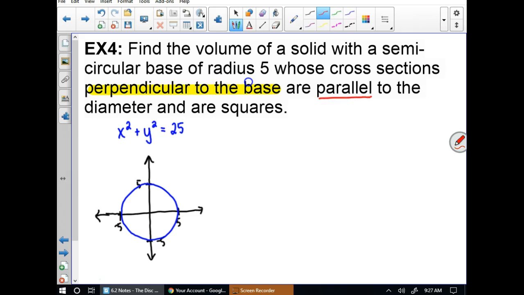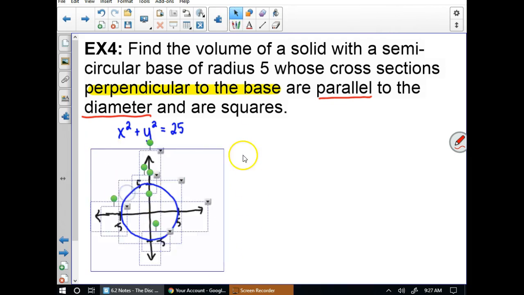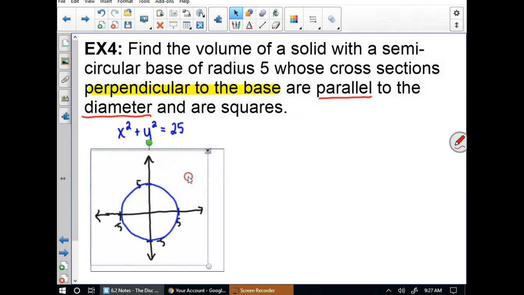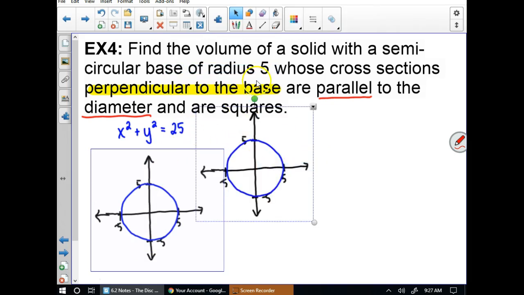The parallel to the diameter tells you about your cross section. So here's the thing. On this problem, they don't tell you which diameter to use. So there's two ways you could do this problem. I'm going to show you the two different ways that you can do this.